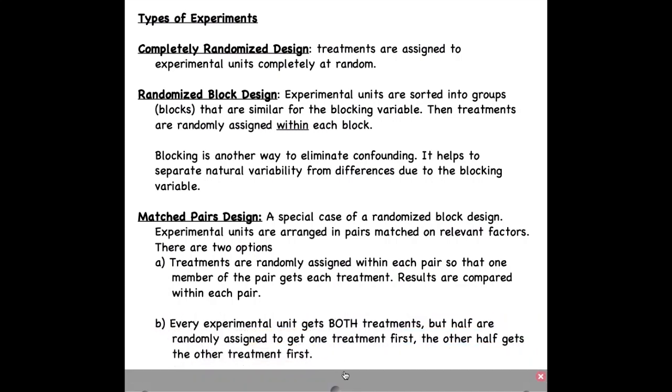The other kind of matched pairs design is where every experimental unit gets both treatments. You're kind of pairing each person with themselves, but half are randomly assigned to get one treatment first. The other half are randomly assigned to get the other treatment first, and then you swap halfway through. And the reason we do that is in case it matters which treatment they get first, we would be able to monitor for that. So this might be something where maybe you're going to test people doing a speed test with their dominant hand and their non-dominant hand.